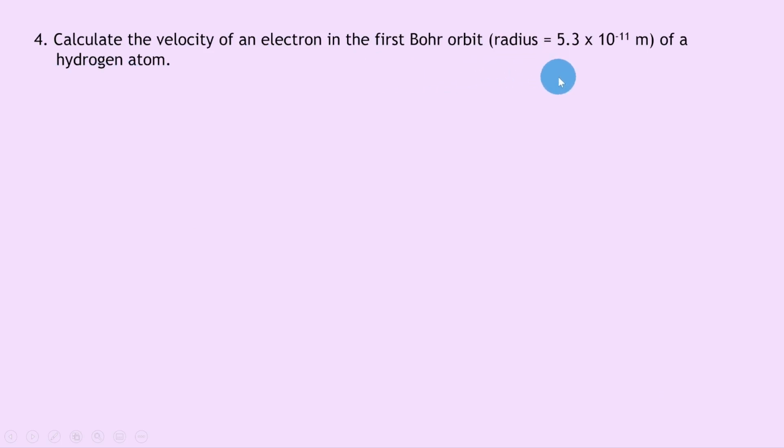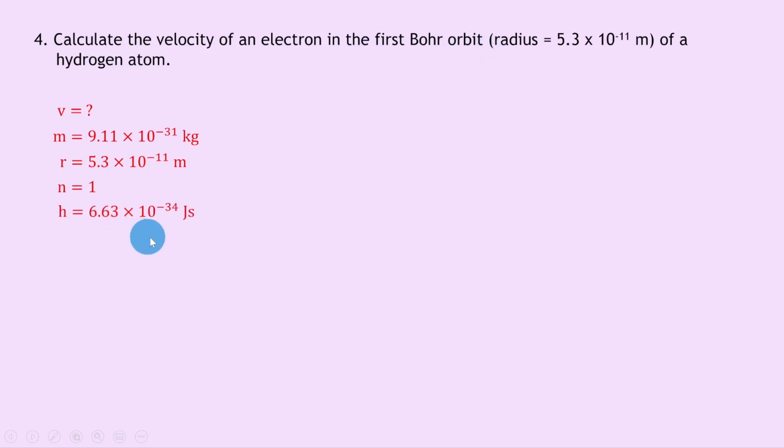Lastly, question 4 says to calculate the velocity of an electron in the first Bohr orbit with a radius of 5.3 times 10 to the minus 11 meters of a hydrogen atom. So writing down what we know from the question, we're trying to find the velocity v. We know that the mass of the electron is 9.11 times 10 to the minus 31 kilograms from the datasheet. The radius r is 5.3 times 10 to the minus 11 meters. n equals 1 because we're talking about the first Bohr orbit. And Planck's constant h equals 6.63 times 10 to the minus 34 joule-seconds from the datasheet.